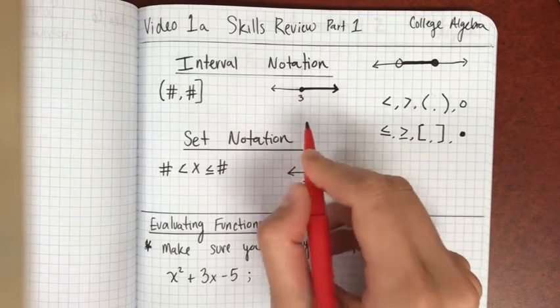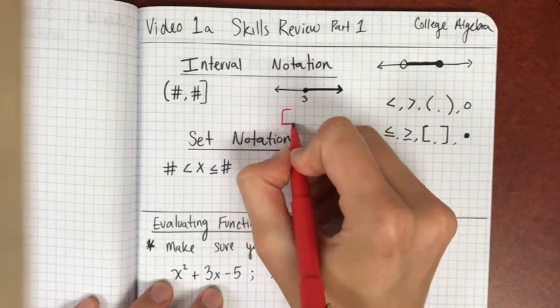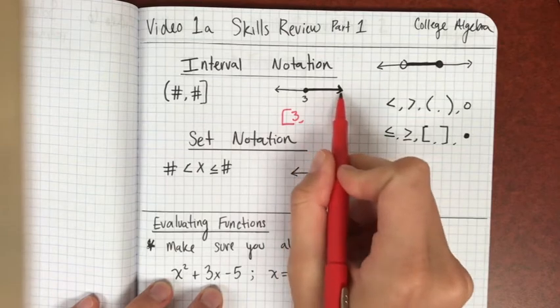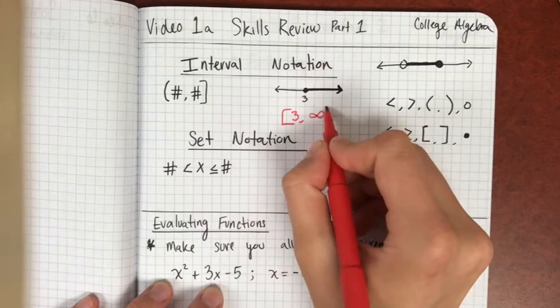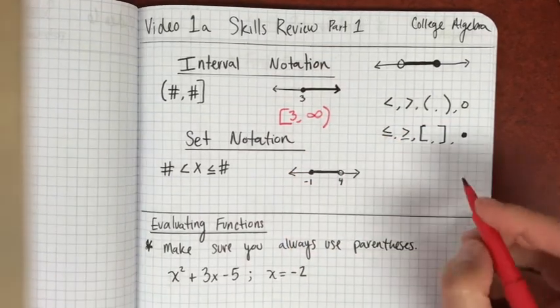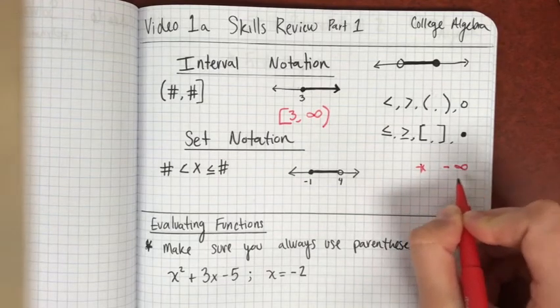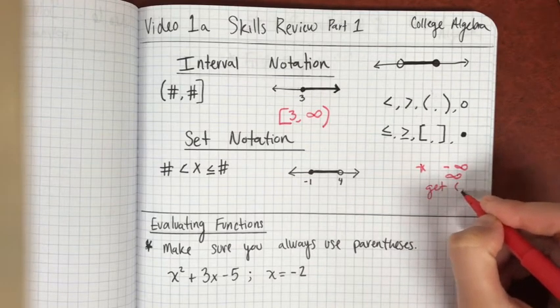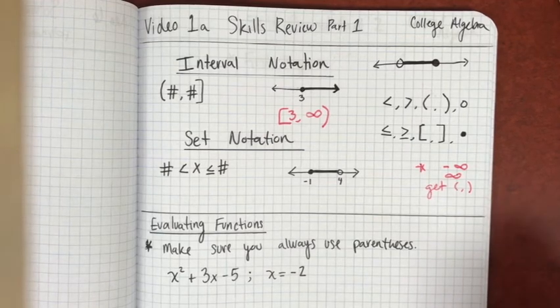this graph, okay, and we wanted to write that as interval notation, we would put a bracket because it is a closed dot. 3 is my first number, and this arrow goes on forever and ever, so that's an infinity, and infinities always get parentheses. Okay, maybe we'll make a quick note of that. Negative infinity, positive infinity, those get parentheses.